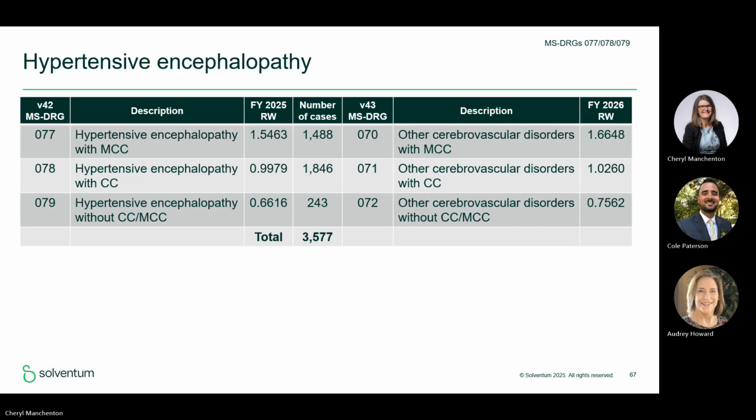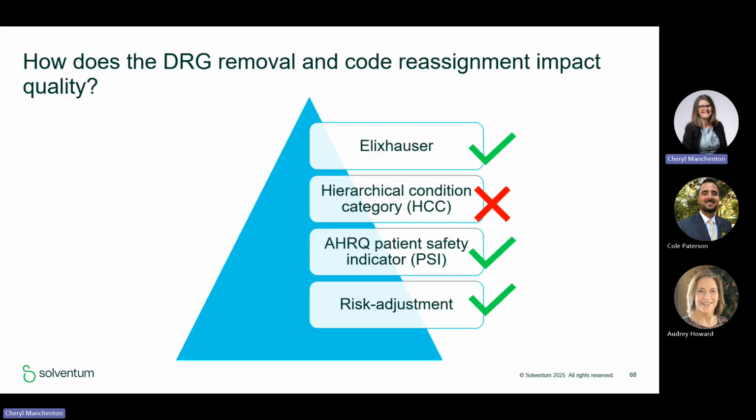Cheryl. So I think this is going to have a bigger impact than people realize, also because we have had a change in our tabular directives with hypertensive emergency, meaning hypertensive encephalopathy is an organ dysfunction, obviously related to hypertension. And we have a directive that indicates we would use the hypertensive emergency as principal and report hypertensive encephalopathy as a secondary. How does that impact?